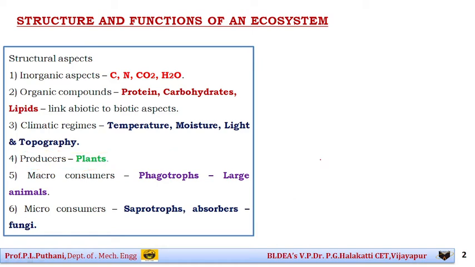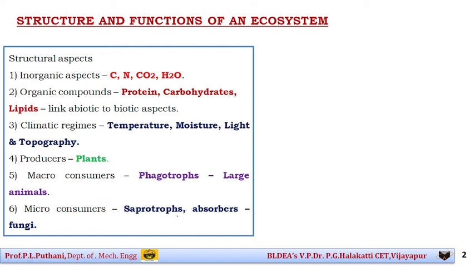So if the food is eaten by the animals, we call them phagotrophs, in the form of macro consumers. They are nothing but the large animals. Similarly, there are some micro consumers which are available in the form of fungi. They may be in the form of algae, bacteria, and viruses also, which are minute in size. Therefore, we call them a category known as micro consumers or saprotrophs.